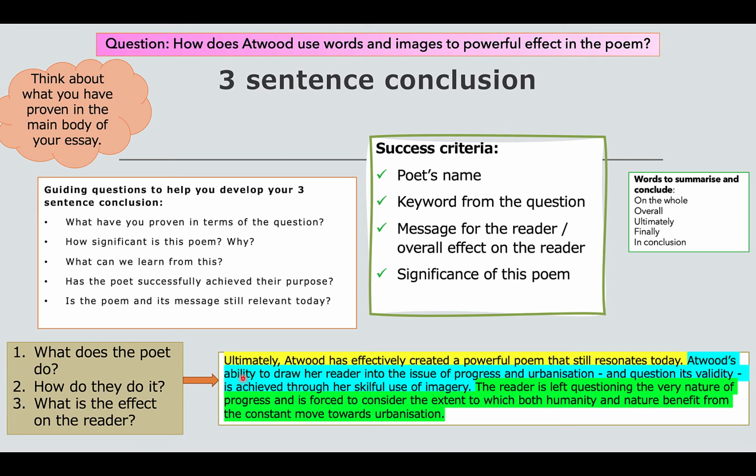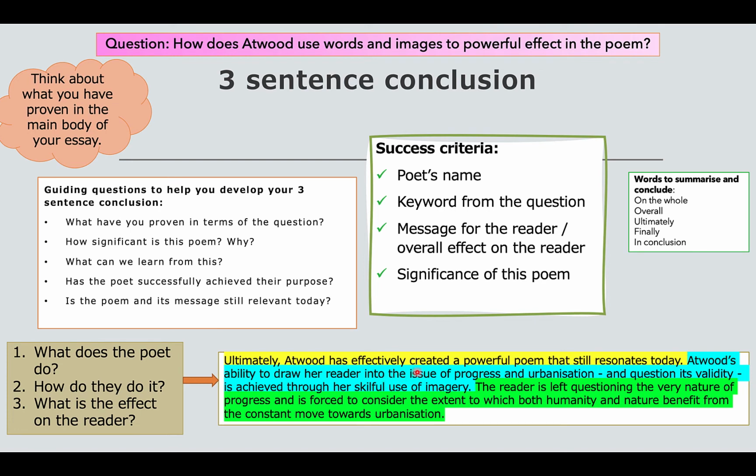So as with the introduction lesson, I've also colour coordinated this so you can see exactly where my 3 sentences are. And my first sentence, what does the poet or the writer do? What are they doing in this particular text? So Atwood has created a powerful poem. That's what she's done. How has she done it? Atwood's ability to draw her reader into the issue of progress and urbanisation and questionability is achieved through her skillful use of imagery. So this is how she's done it.